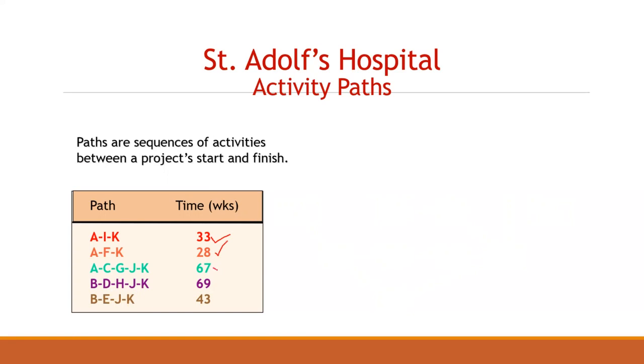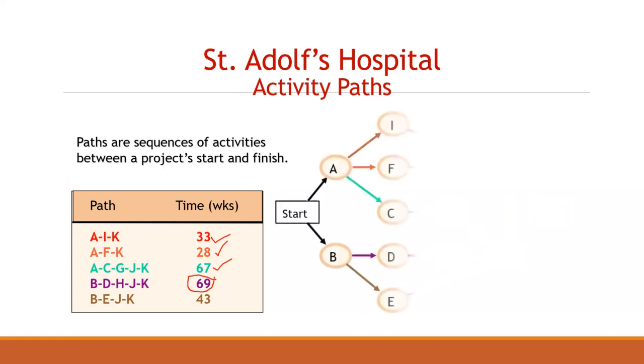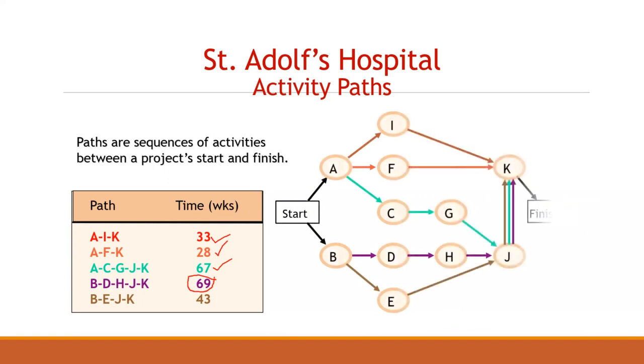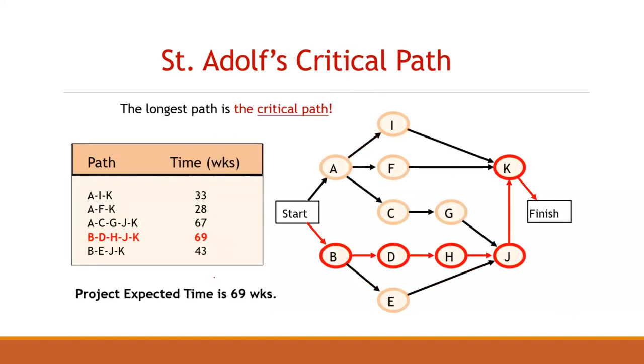ACGJK, 67 weeks. BDHJK, 69 weeks. And BEJK, it is 43 weeks. So which one is the critical path? 69. Okay. Here, each path is represented by a different color, and we already got the critical path, that is nothing but BDHJK, which is 69 weeks. The longest path is the critical path.